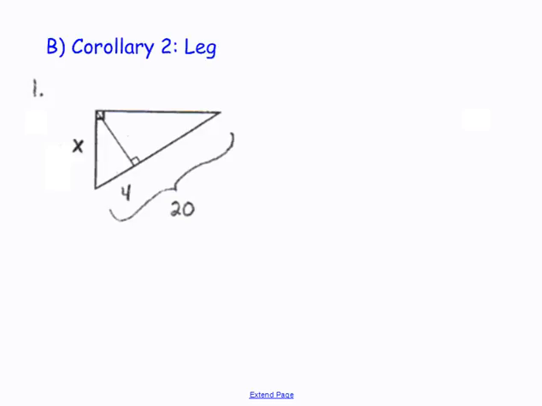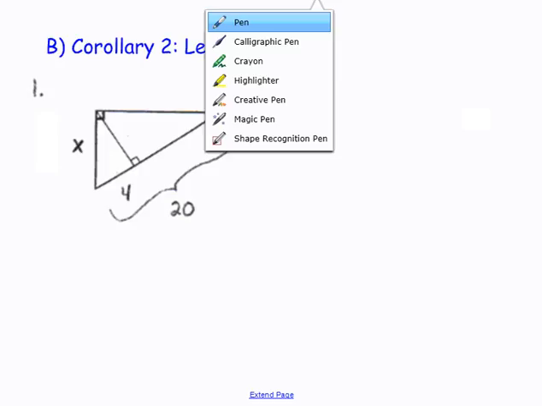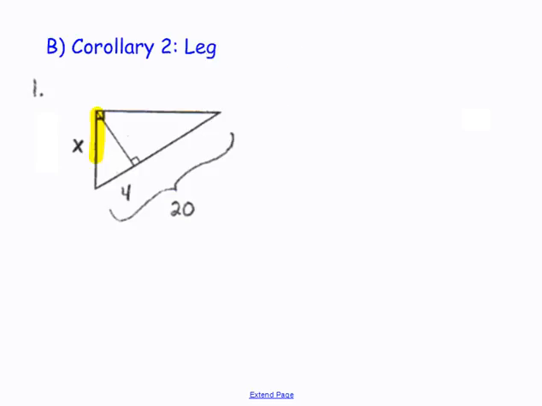So now we're using the legs. This is a little bit different. We're not using the altitude anymore. So what we are doing is we are saying that we are using the short leg of the triangle. This is the shorter leg of the triangle. And then we're going to use the short side of the hypotenuse and the whole hypotenuse.